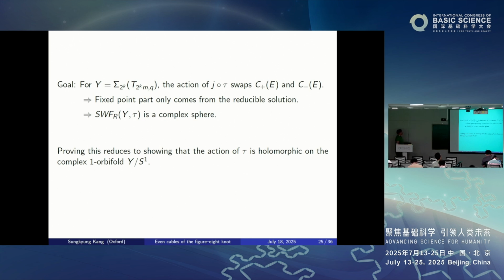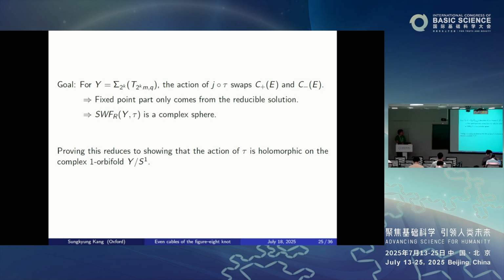Okay. So if we can prove that the action of j composed with tau, where j is the quaternion element of Pin(2), and tau is the involution in the spin sense, swaps them, then if you take the fixed point spectrum, they will all vanish, and you're only left with a reducible solution. So we'll know that it is a complex sphere. So we have to prove that. But what we already know is that j is anti-holomorphic, and therefore it already swaps them.